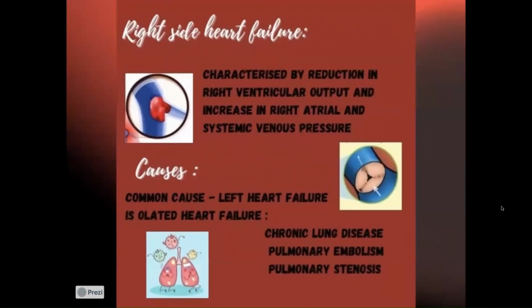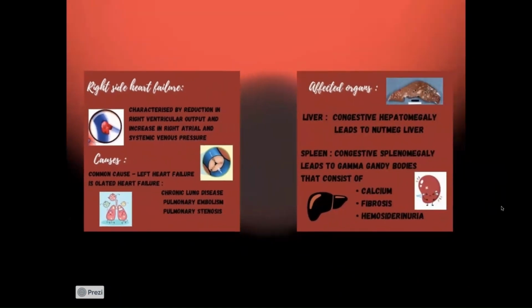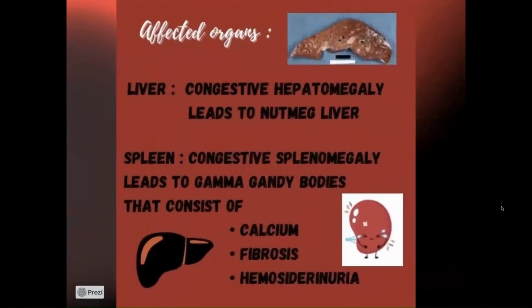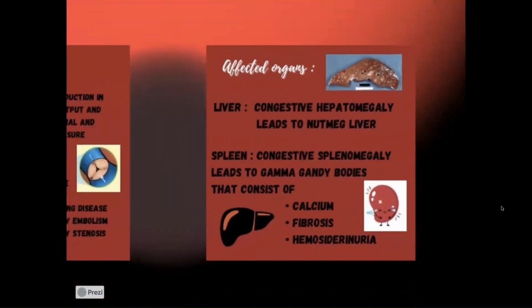Coming to right-sided heart failure, it's characterized by a reduction in right ventricular output and an increase in right atrial and systemic venous pressure. The most common cause is left heart failure. Isolated failure of the right heart is caused by chronic lung disease, pulmonary embolism, and pulmonary stenosis. The organs affected are liver, in which congestive hepatomegaly leads to nutmeg liver, and spleen, in which congestive splenomegaly leads to Gamna-Gandy bodies. It consists of calcium, fibrosis, and hemosiderin.